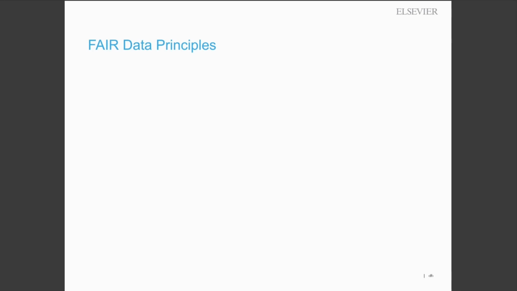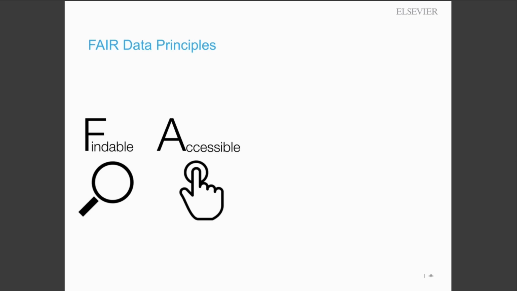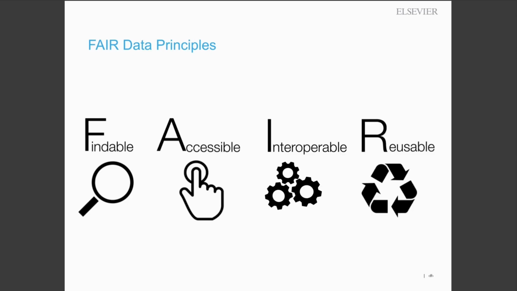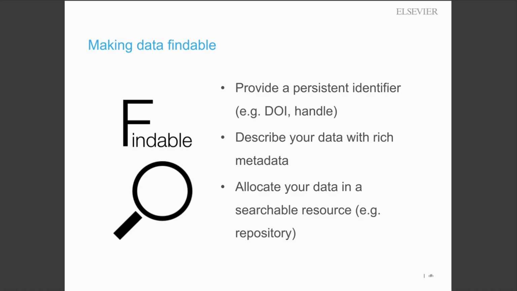So the FAIR data principles emphasize the findability, accessibility, interoperability, and the reusability of data. Last week, we were talking about findability, how to make data findable. So the three things that you should remember from that is that you should provide a persistent identifier, for example, a DOI or a handle to your data, describe your data with rich metadata, and allocate your data in a searchable resource, for example, a repository.